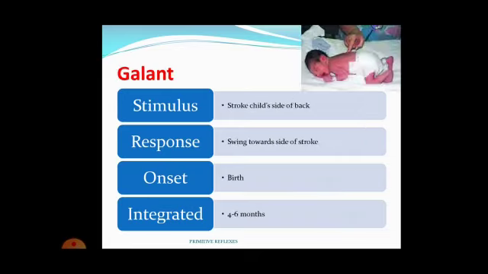Now Galant's reaction. Few literatures also explain it as Galant's trunk incurvation. The stimulus is given in the form of a stroke on the back, on the side of the spine. Clear? So the stimulus, a stroke, is given on the back by the side of the spine or vertebral column. What will be the response? There will be lateral flexion on that side, the side of the stimulus. So the response will be swinging of the child towards the side of the stroke. Onset will be from birth and it will be integrated at the age of 4 to 6 months.